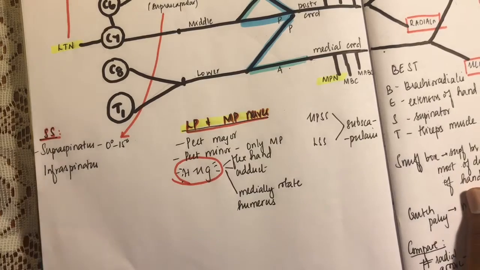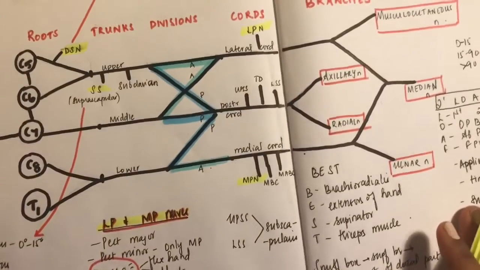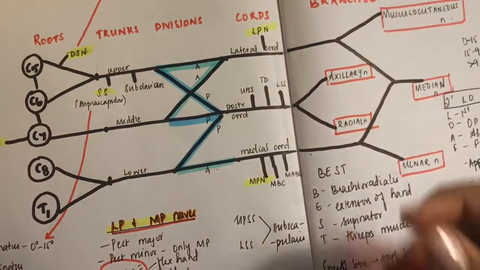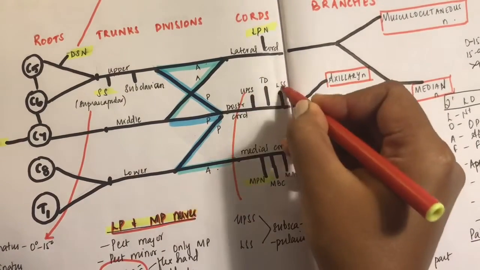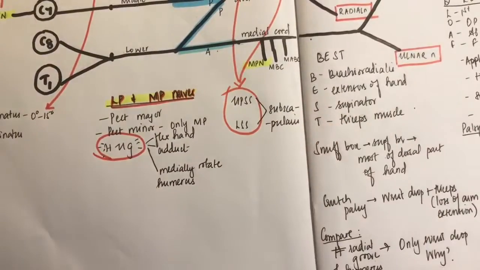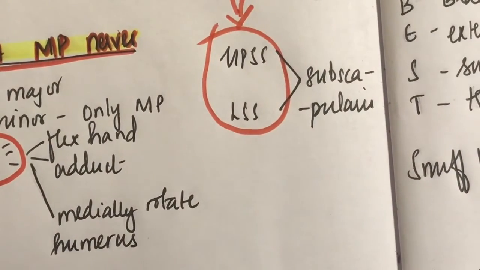So yeah, moving on to the upper and lower subscapular nerves. As its name suggests, they basically supply the subscapularis. There is nothing much to it. Dorsally there is supraspinatus and infraspinatus on the scapula, whereas ventrally there is the subscapularis. So that's all to it.